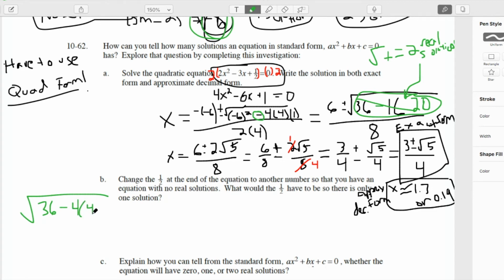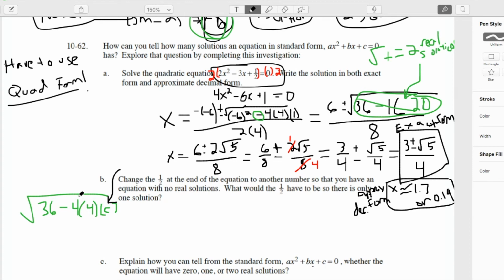So 4 times 4 is 16. And then our c right here was only a half earlier, right? Only a half earlier, and then we doubled it because we doubled everything. But anyway, it's 1 when we use the quadratic formula. What would we need to put in there in order to have no real solutions? So it was only 1, and that kept the 36 from going below 0 once we subtracted 4ac from it, because we only had to subtract 16.